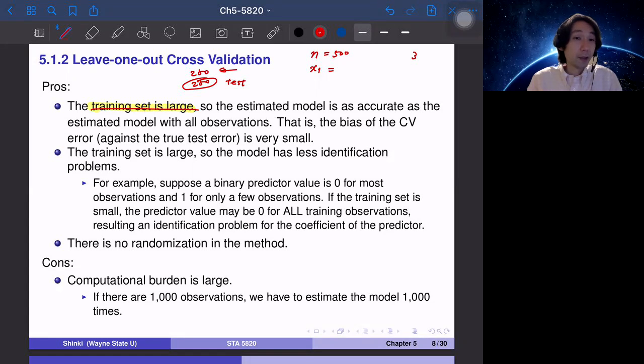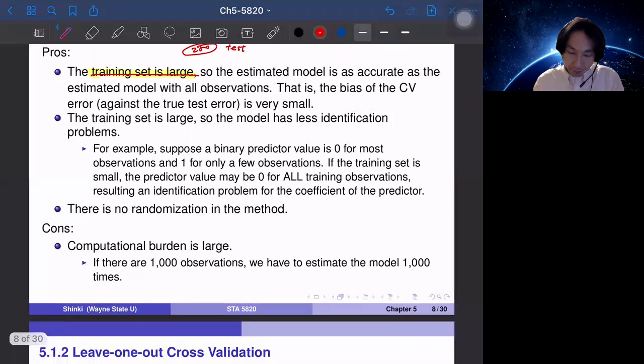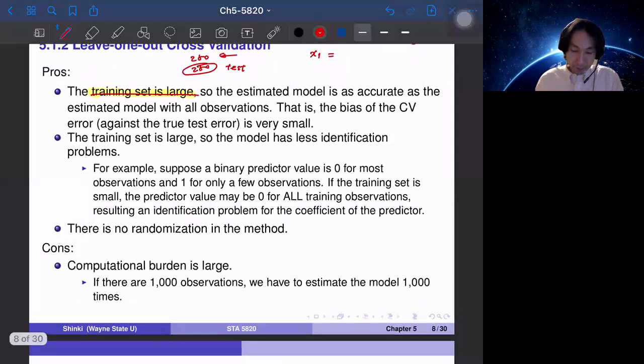So you will make an error. Basically, we have a predictor variable whose value is all 0 in the training set. Then we cannot estimate the coefficient, so often it makes an error. But if the training set is large, then we can avoid that kind of problem. Yeah, so that is the identification problem.